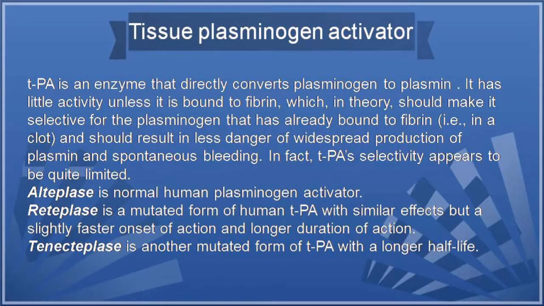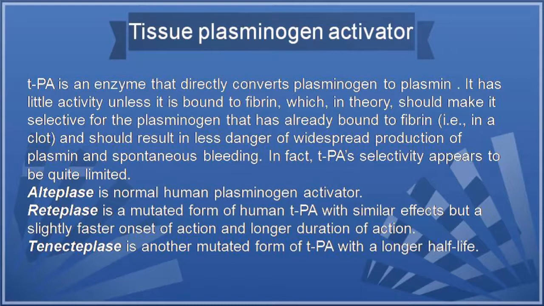Tissue plasminogen activator. TPA is an enzyme that directly converts plasminogen to plasmin. It has little activity unless it is bound to fibrin, which, in theory, should make it selective for the plasminogen that has already bound to fibrin, i.e., in a clot, and should result in less danger of widespread production of plasmin and spontaneous bleeding. In fact, TPA's selectivity appears to be quite limited.